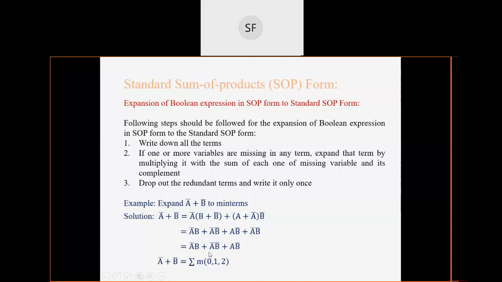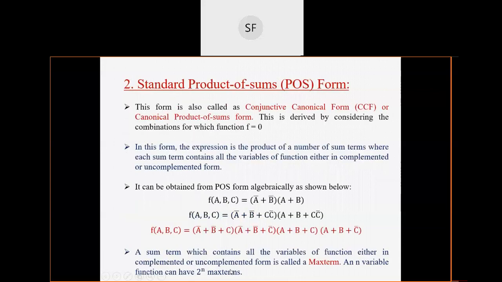So finally we got 3 minterms. A bar B is nothing but 0, 1, so this becomes M1. A bar B bar is 0, 0, so it becomes M0. A B bar is 1, 0, so it becomes M2. In this way we have found this particular thing.